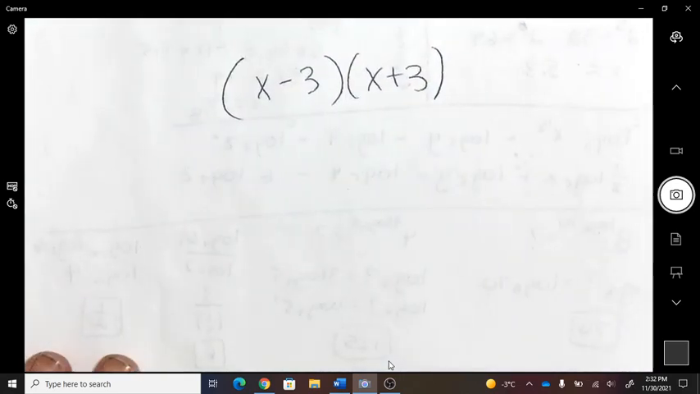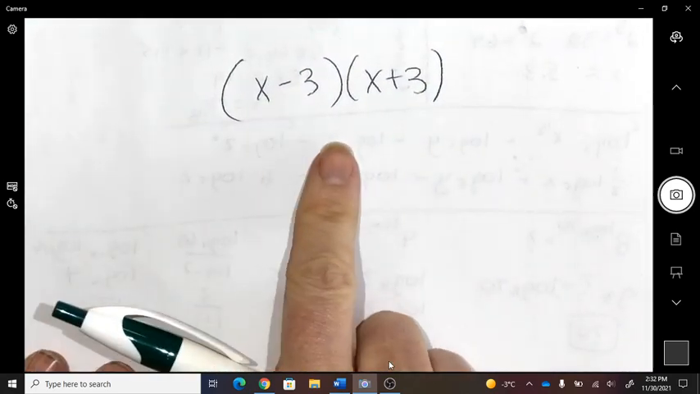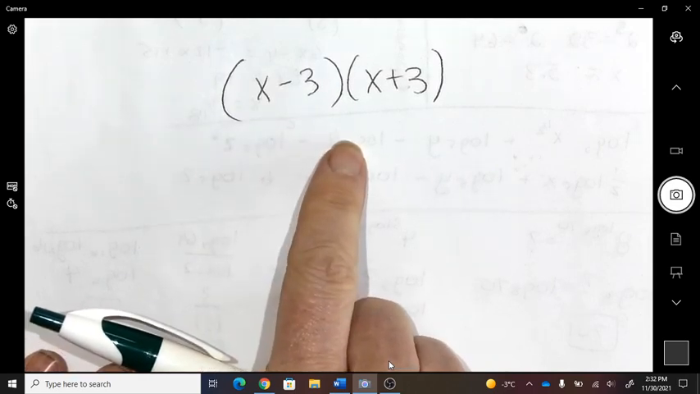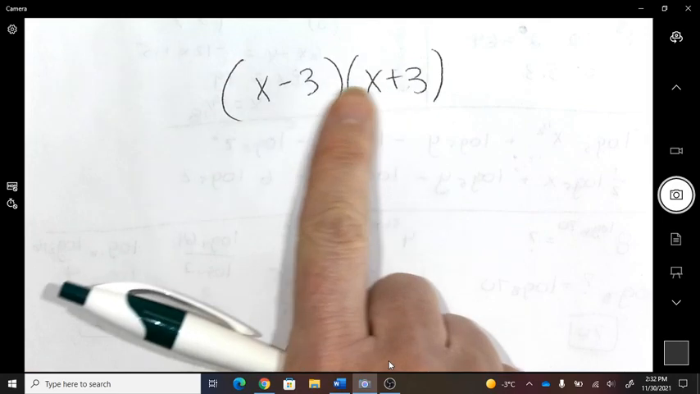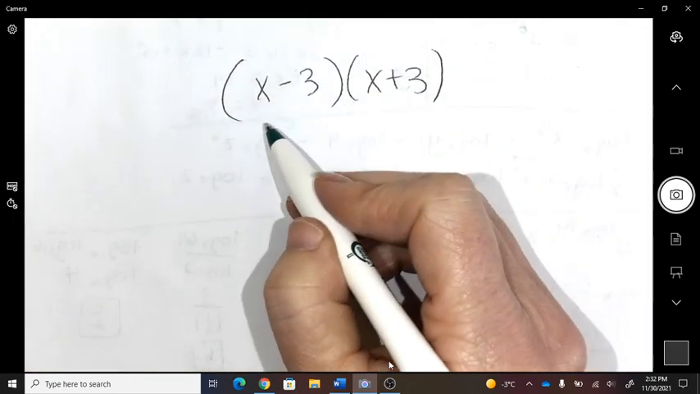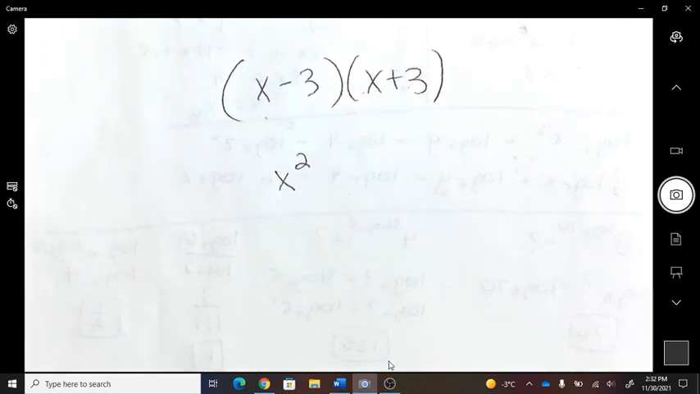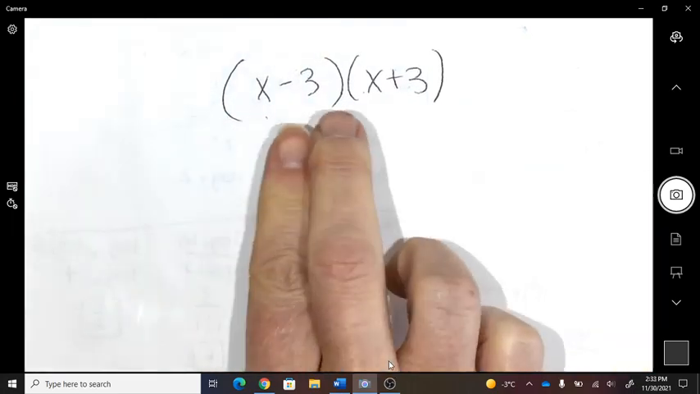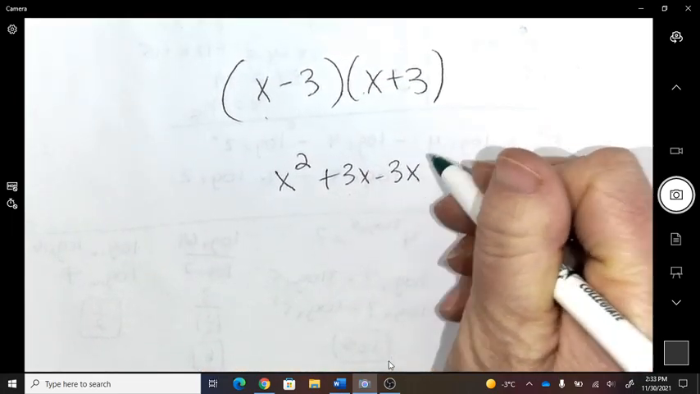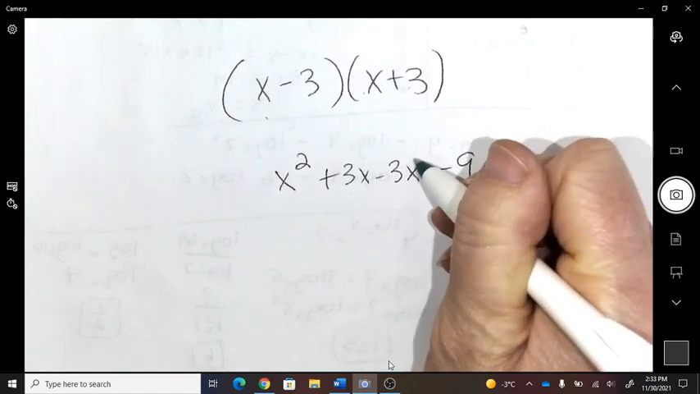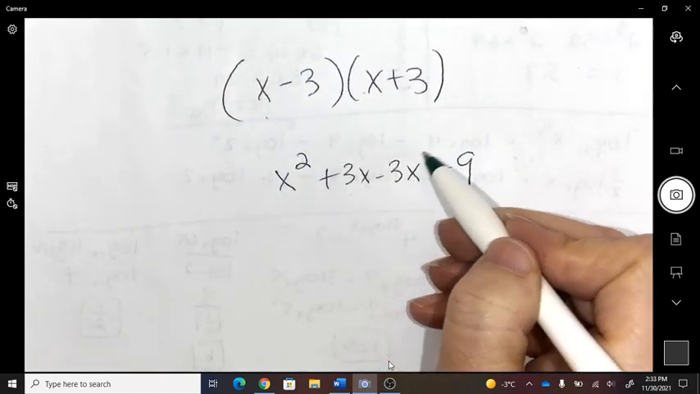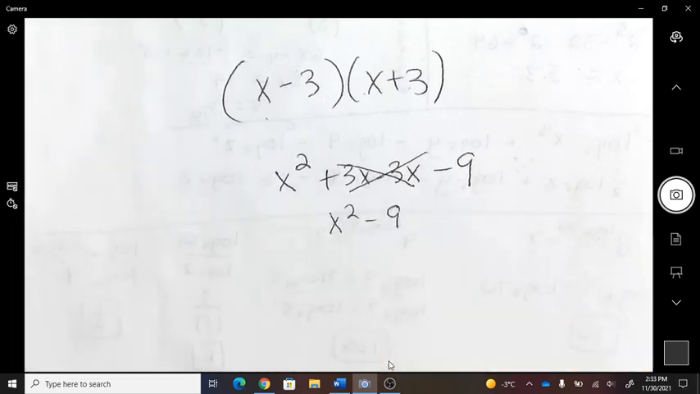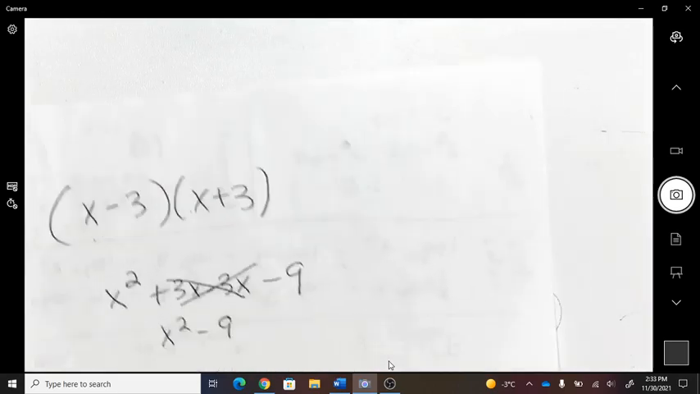It's also the same idea as a difference of squares, right? This is a difference of squares. Do you see it? This and this are the same, but one's a plus and one's a minus. First times first is x squared. Outsides make plus 3x. Insides make negative 3x. And the last makes negative 9. Then what? Those are gone. That's why the difference of squares has no middle term. The O and the I get canceled out. Okay, so that's a conjugate.